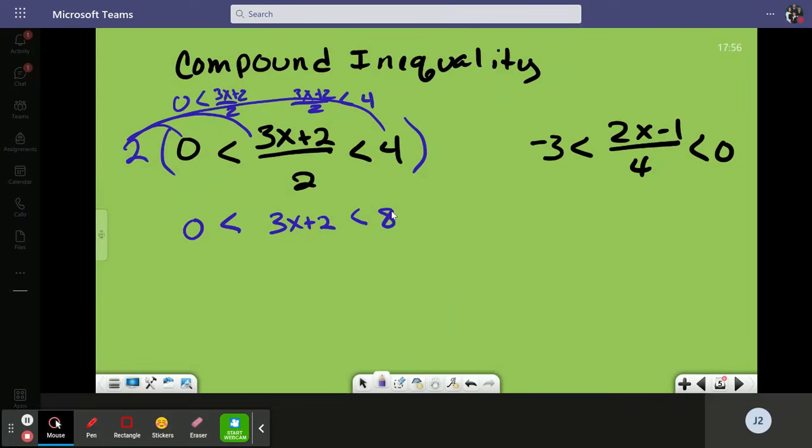Now, if I were just looking at one side of that, what would be your next step? Subtract 2. That's going to be still the same next step. But I got to do it to cancel the 2 under the 8 and... So I got a negative 2 is less than 3x. Perfect. Again, if it was just like that, divide by 3. So I'm going to divide by 3.